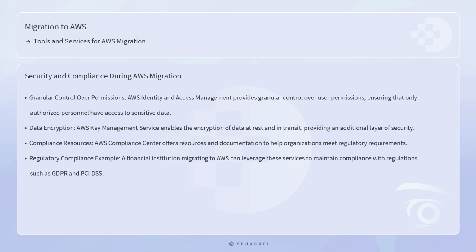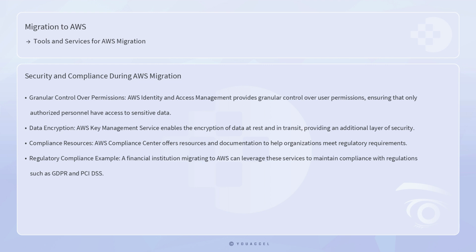Security and compliance are paramount during migration. AWS offers a range of services to ensure that data is protected and compliance requirements are met. AWS Identity and Access Management provides granular control over user permissions, ensuring that only authorized personnel have access to sensitive data. AWS Key Management Service enables the encryption of data at rest and in transit, providing an additional layer of security. Furthermore, AWS Compliance Center offers resources and documentation to help organizations meet regulatory requirements.